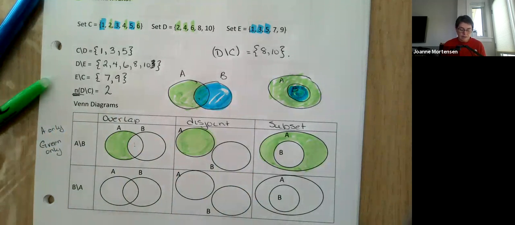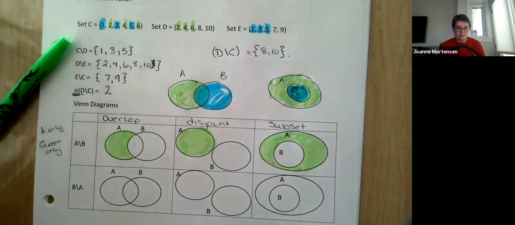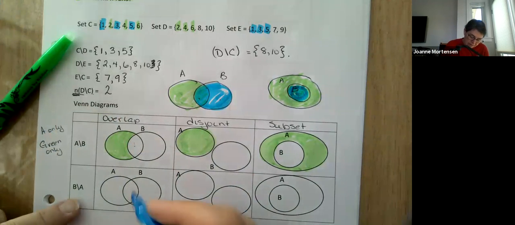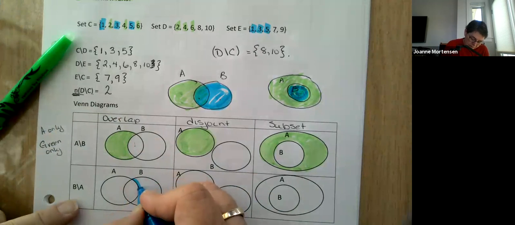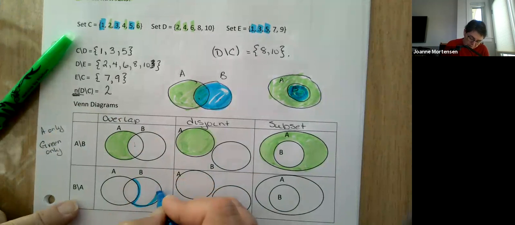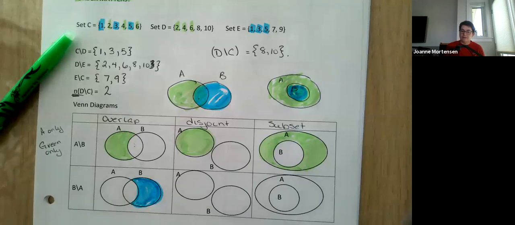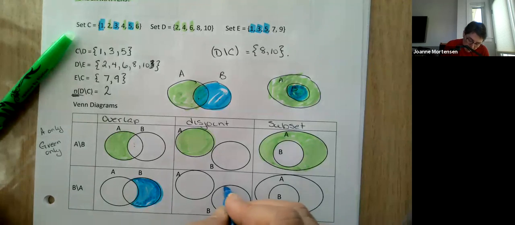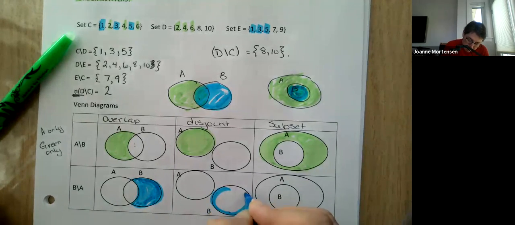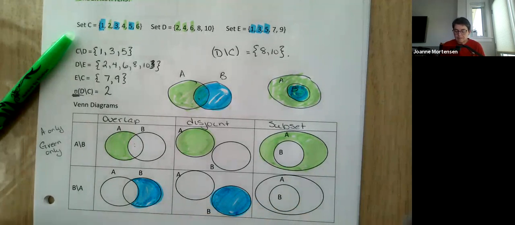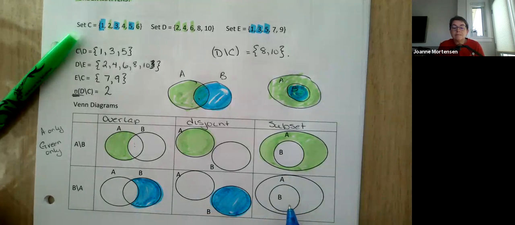All right, now B but not A. The first two are easy. The third one is going to be tricky. So B but not A. Here's B, but not including that center part. There we go. That was super easy. I mean, it's just the opposite of that one. And the same thing here. And this one is the trick.